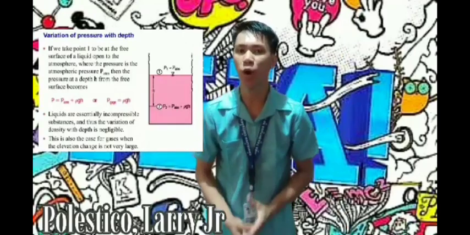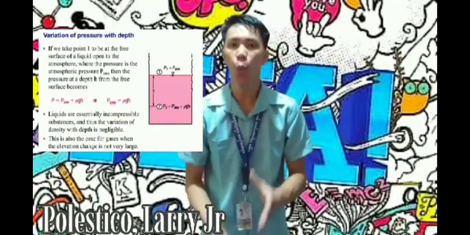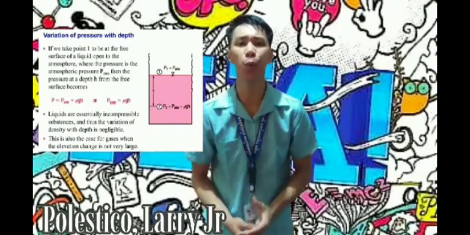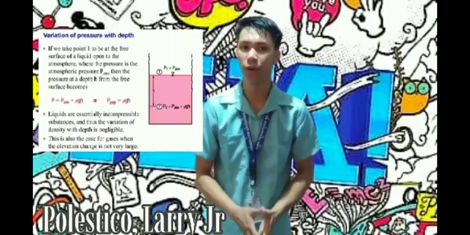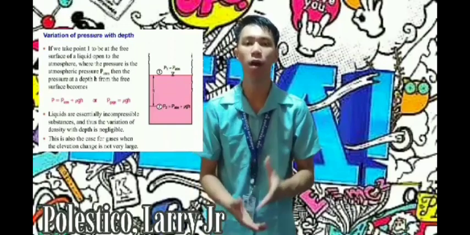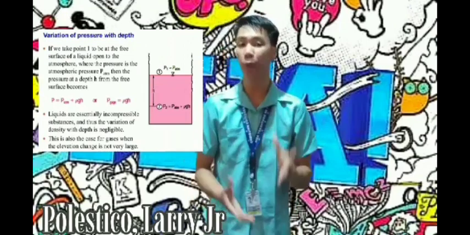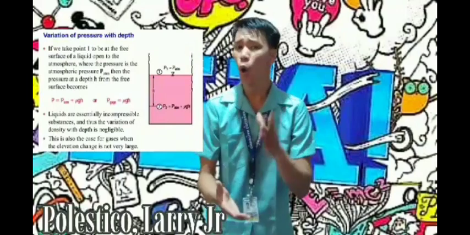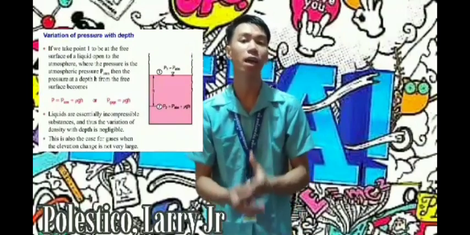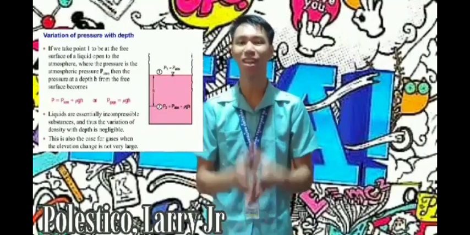If we take point 1 to be at the free surface of a liquid open to the atmosphere, where the pressure is the atmospheric pressure, then the pressure at a depth h from the free surface becomes P equals P atmosphere plus rho g h, or P gage equals rho g h.